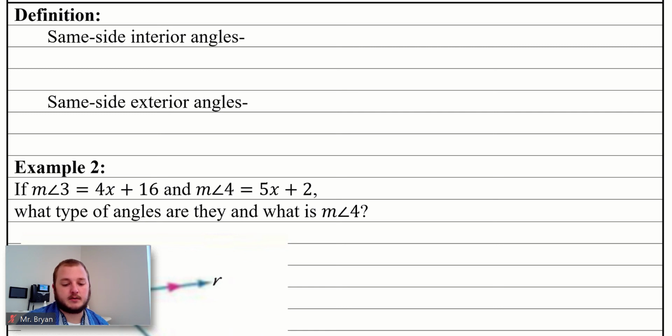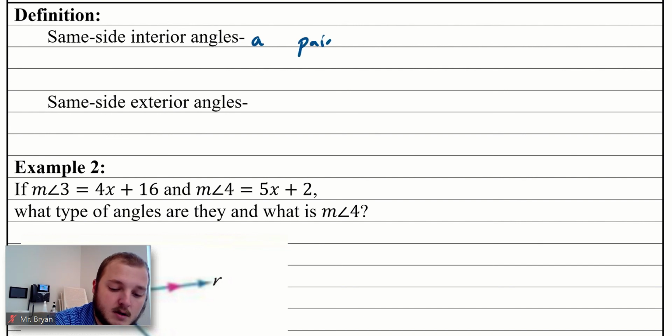Same side interior angles and same side exterior angles. Okay, in this case, I'm going to write the whole definition. You guys can choose how much you want to write, depending on how much you feel like you'll need to remember this here. All right, but the definition for same side interior angles, you guys can kind of guess, is a pair of angles.